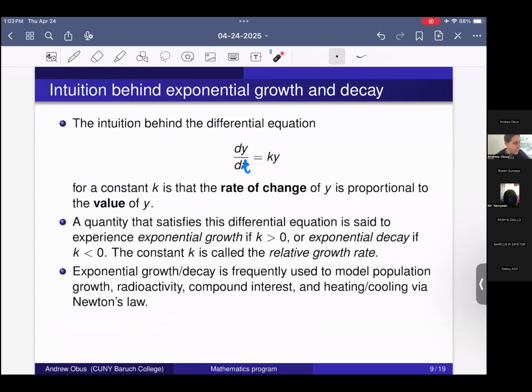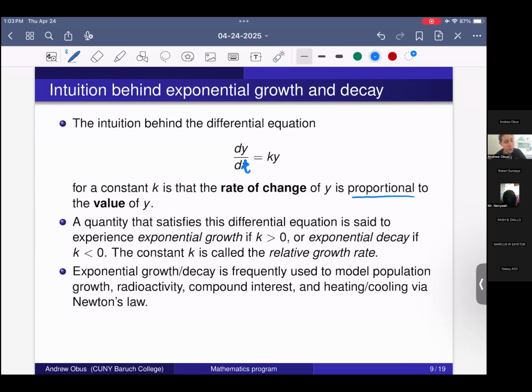So another way of saying it is that the bigger y is, the bigger the rate of change of y is, right? If I double y, I also double dy dt here, right? Because they're proportional to each other. So you want something that the bigger it gets, the faster it grows. And so what we say is that a quantity that satisfies this differential equation is said to experience exponential growth if k is positive, or exponential decay if k is negative. And this constant k is called the relative growth rate, right?